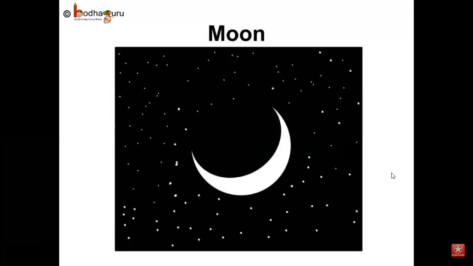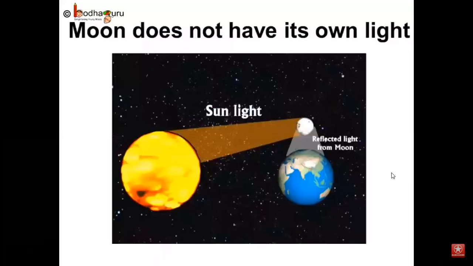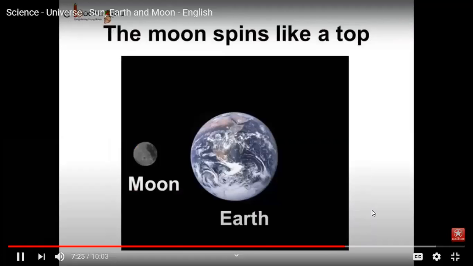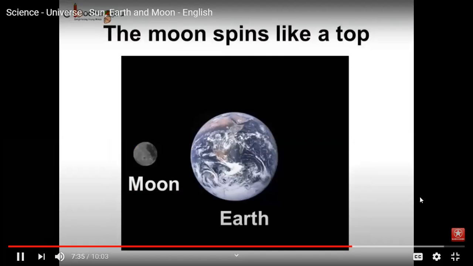As we saw in the story, the moon does not have its own light. We see it because of the sunlight falling on it. It means moon shines by the light of the sun. We can see only that part of the moon which gets the sunlight. Does the moon stay at one place only? No. As we saw in the story, like Earth, the moon also keeps spinning like a top.